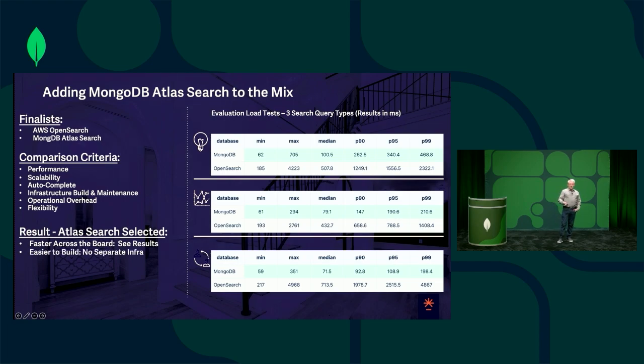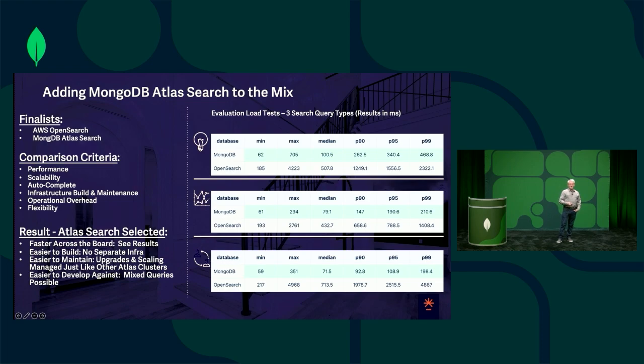Back to the easier to build, this is incredible. If you're not using dedicated search nodes, and I will hit on that later, to create Atlas Search, you don't have to provision infrastructure, you don't have to do anything. You just create the index and it automatically starts the processes, it automatically builds the index, and a few minutes later you have a functional Atlas Search index. It's easier to maintain, it's easier to develop against.